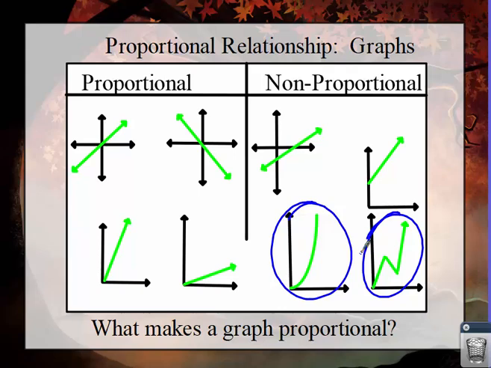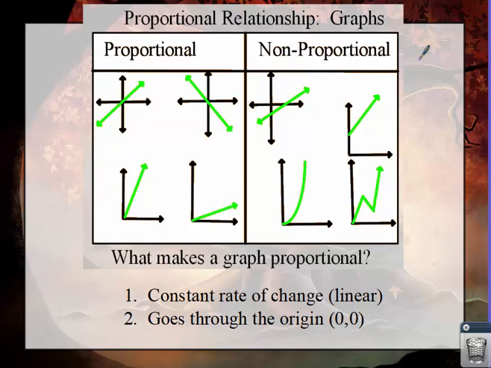So, to determine if a graph is proportional or not, it must meet two conditions. Condition number one is it must have a constant rate of change. In other words, it must be a line. It's not going to have a curve like this, or it's not going to have a zigzag. It's got to be a line. The other thing is it must go through the origin, that center point right there. So those are the two conditions for a graph to be proportional.